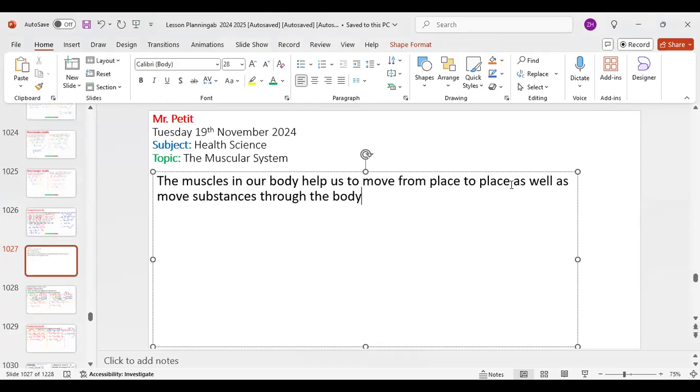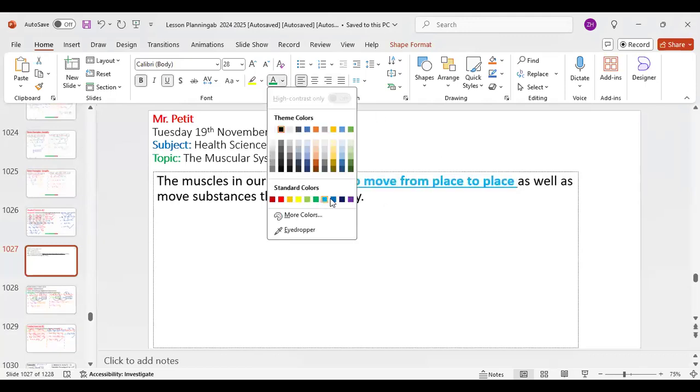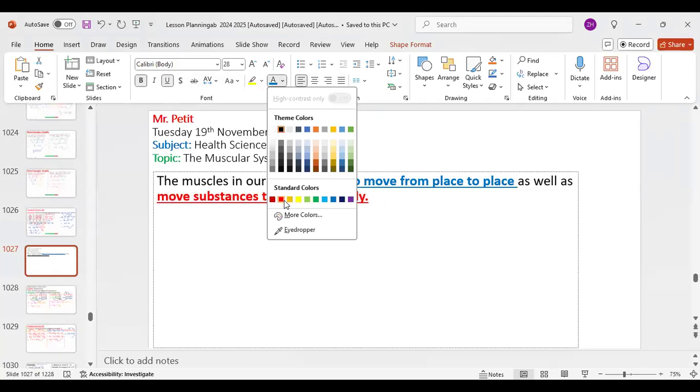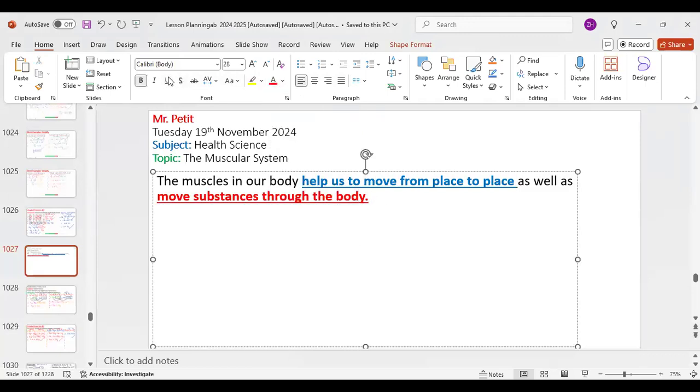the body. Laura, what is the function of the muscles in our body? What does it help us do? The muscles in our body help to move from place to place, as well as move substances throughout the body. Very good. And Wyatt, what's the function of the muscles in the body? Help us to move place to place as well as move substances throughout the body. Very good. It helps us to move from place to place, and also helps to move substances through the body, I should say. All right. Helps with running, jumping. Yeah, all of that stuff. Standing. Yes, I agree 100%.